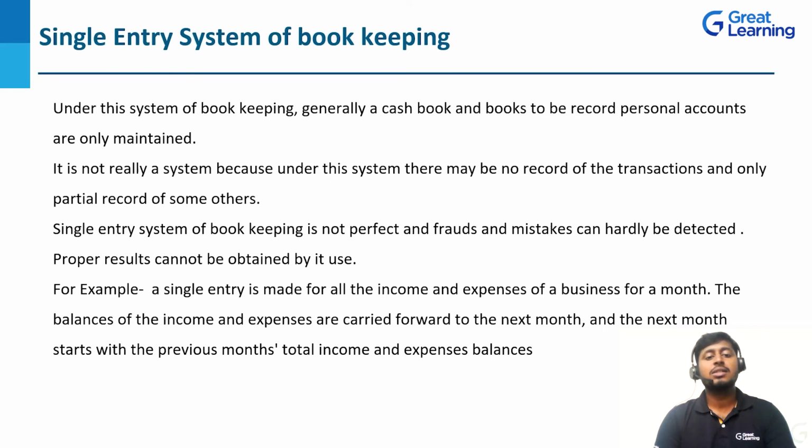It is not really a system because under this system, there may be no record of some transactions and only partial record of others. So they are not going to record all the transactions. They are going to record them randomly. For example, if 3 transactions happen in a petty shop, including all the 3, they are going to take the total and record the amount. Or if they give credit to any customer, that transaction they are going to record. Continuously, they are not going to record. So partially, they are going to record other transactions only.